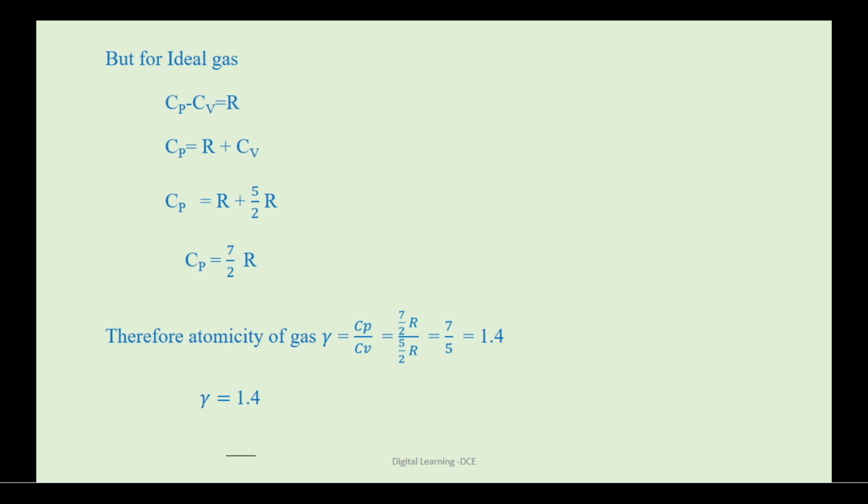Then if you take the ratio of Cp to Cv, that gives the atomicity of diatomic gas molecules. On simplification, we get that the ratio is equal to 1.4. So 1.4 is the atomicity of diatomic gas molecules. So this is the calculation of atomicity of diatomic gas molecules.